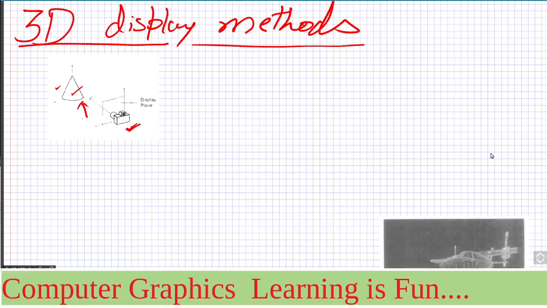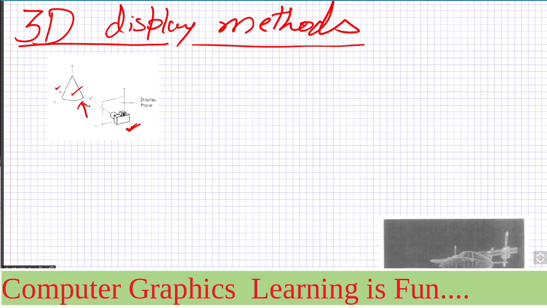Here in three-dimensional display methods, we are trying to understand, given a three-dimensional object, how to display it. We are displaying it on a two-dimensional monitor. So is there some way to display it so that it should look more real? Okay, so we will go through some of the methods.